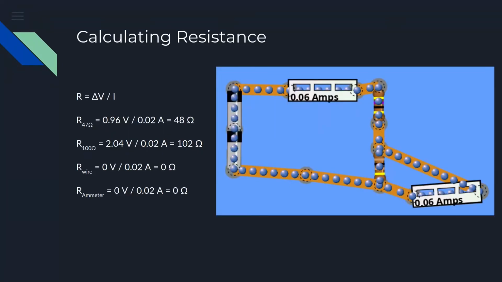Knowing the potential differences in some regions, we can calculate their resistance. The results are as shown on screen. The wire and ammeter contain 0 resistance because they hold no potential differences within this ideal simulation.